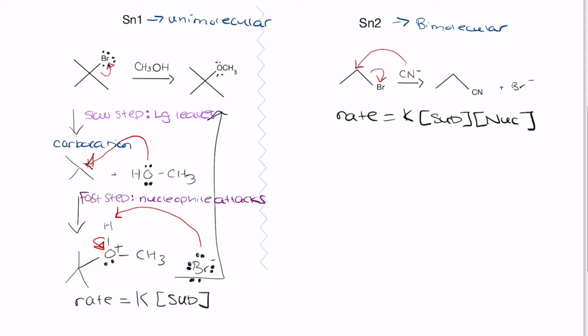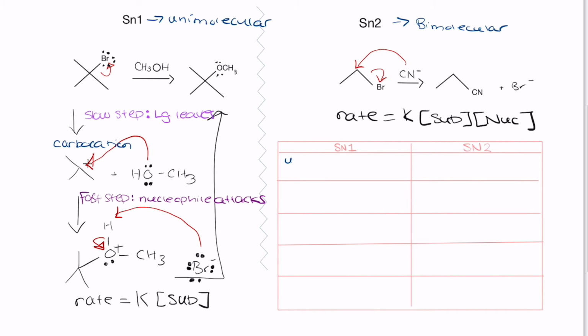And so because it depends on 2 things, we say that this is bimolecular, whereas SN1 depends on one thing, and so we say that it's unimolecular. Now that we know all of this, we can make a diagram to map out the differences between the two, because it goes a little bit deeper than this. So now we've already established that SN1 is unimolecular, and that's because the reaction rate depends on one thing. It's going to be equal to the k constant times the substrate, and that's why we call it SN1. And that SN2 is going to be bimolecular.